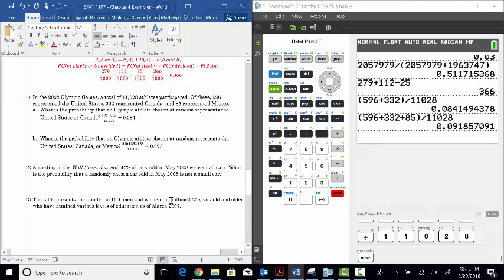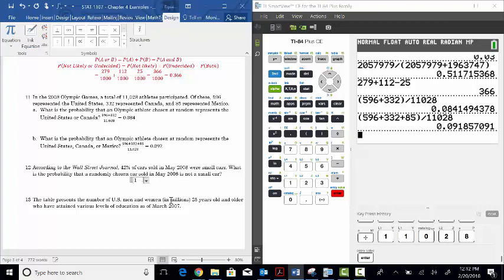According to the Wall Street Journal, 42% of the cars sold in May 2008 were small cars. What's the probability that a randomly chosen car sold in May 2008 was not a small car? Well, either you're a small car or you're not. If 42% were small cars, then 100% minus 42% were not small cars. So we simply do 1 minus 0.42, which equals 0.58, or 58%.